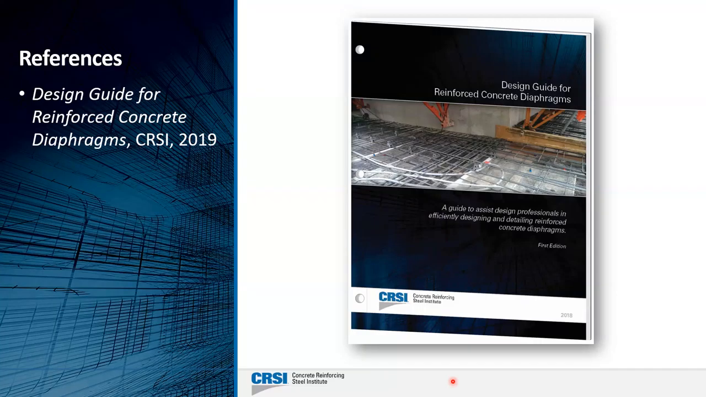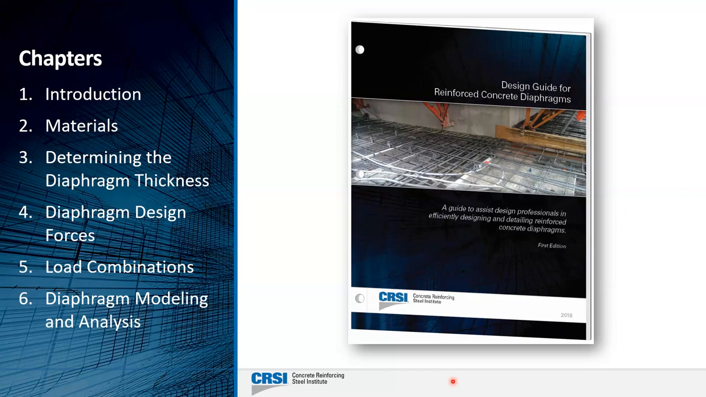So we'll start out with looking at some of the basic references that this presentation is based on. We have a design guide for reinforced concrete diaphragms that we published not too long ago. It contains a lot of good information if you're not familiar with this type of structural element. It goes through how to determine the diaphragm thickness, how to get the diaphragm design forces based on ASCE 7-16 loads, and how to model diaphragms. Now, generally, we have a computer program that will do this for us, and that's great. But it's also good to be able to check what's coming out of the computer program.